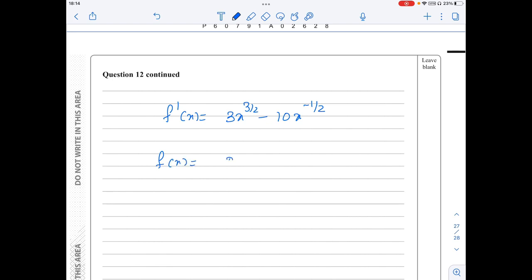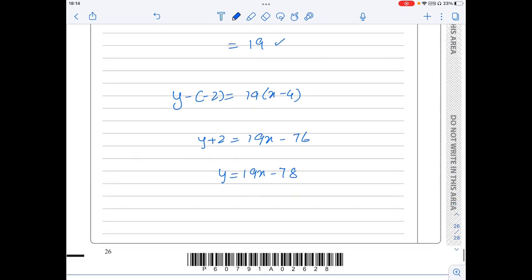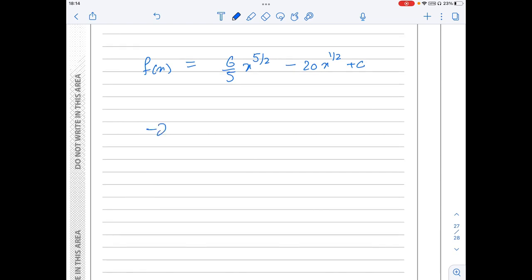f of x equals 3 times x power 5 upon 2 upon 5 upon 2 minus 10x power 1 upon 2 upon 1 upon 2 plus c. So it becomes 6 upon 5 x power 5 upon 2 minus 20 x power 1 upon 2 plus c. But now it passes through the point 4 comma negative 2. So plug in: negative 2 equals 6 upon 5 times 4 power 5 upon 2 minus 20 times 4 power 1 upon 2 plus c.